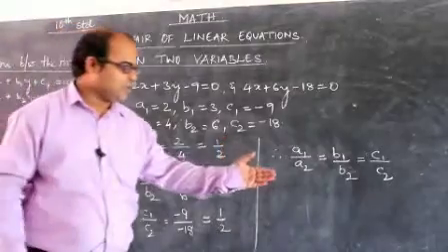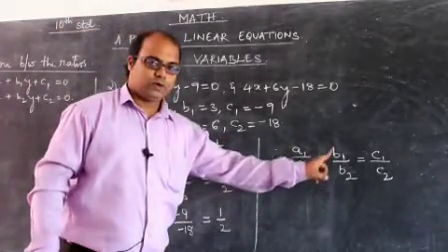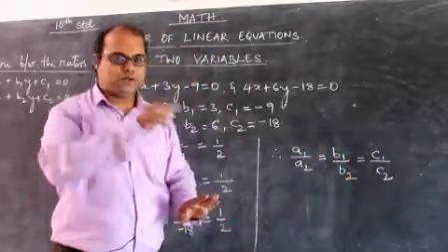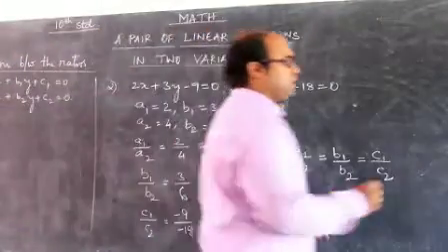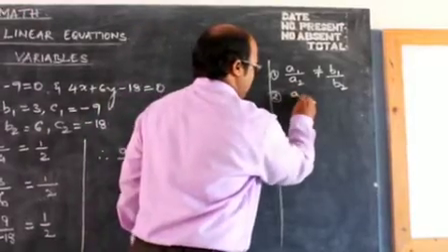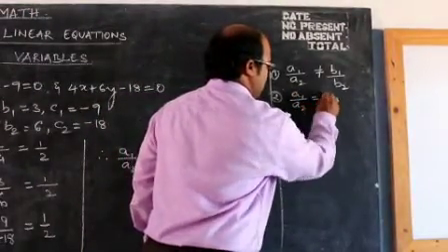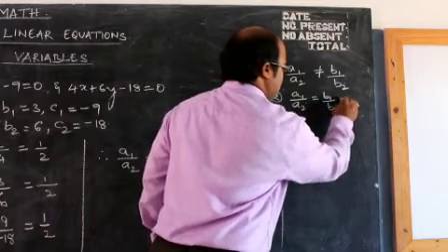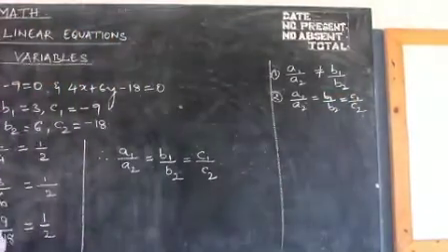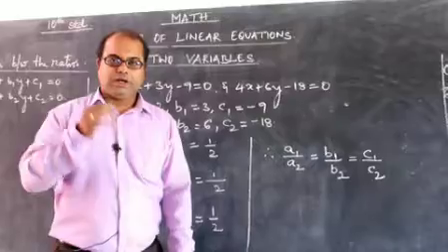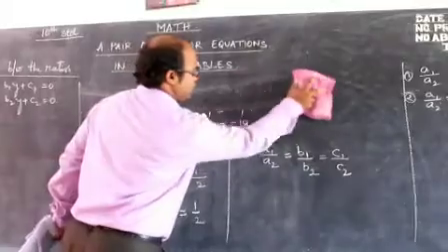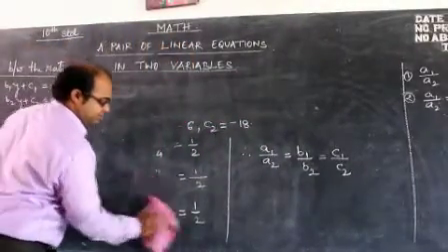I repeat the relation: A1 divided by A2 is equal to B1 divided by B2 is equal to C1 divided by C2. You should learn this relation, it's very important. We will use this relation in the further problems. This is the second relation we have. Now we will go for the third relation. To get the third relation, I will write the third set of linear equations.